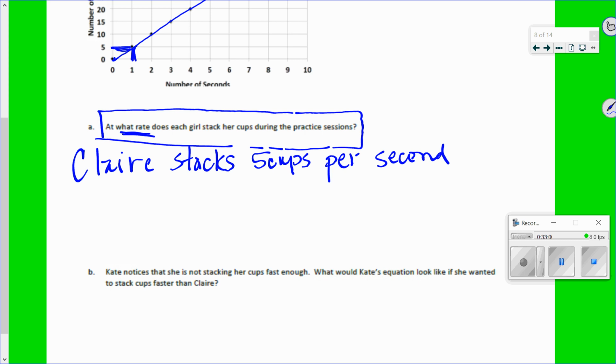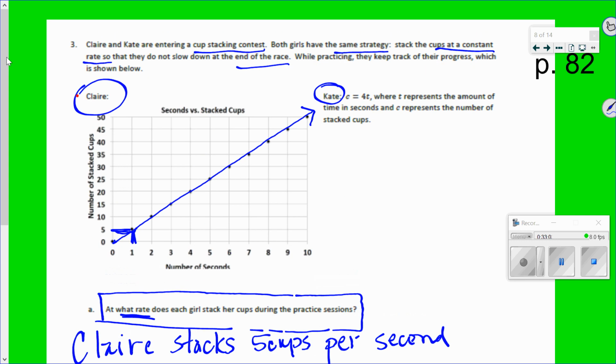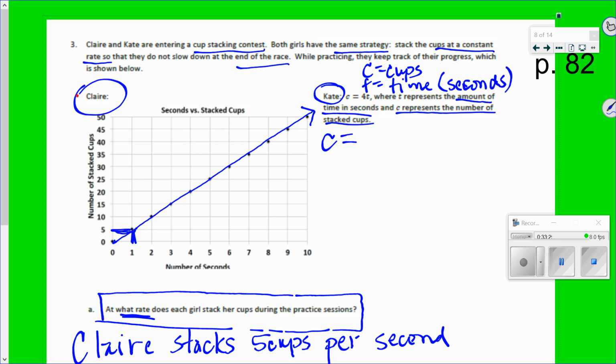All right, let's go to Kate. Doesn't it pretty much give you the answer? Okay, well, let's look. It tells you that, I'm going to underline it, circle it: C equals amount of cups. T equals time, and that's going to be seconds, right? Okay, so C equals 4. How many seconds are we looking for? 1.